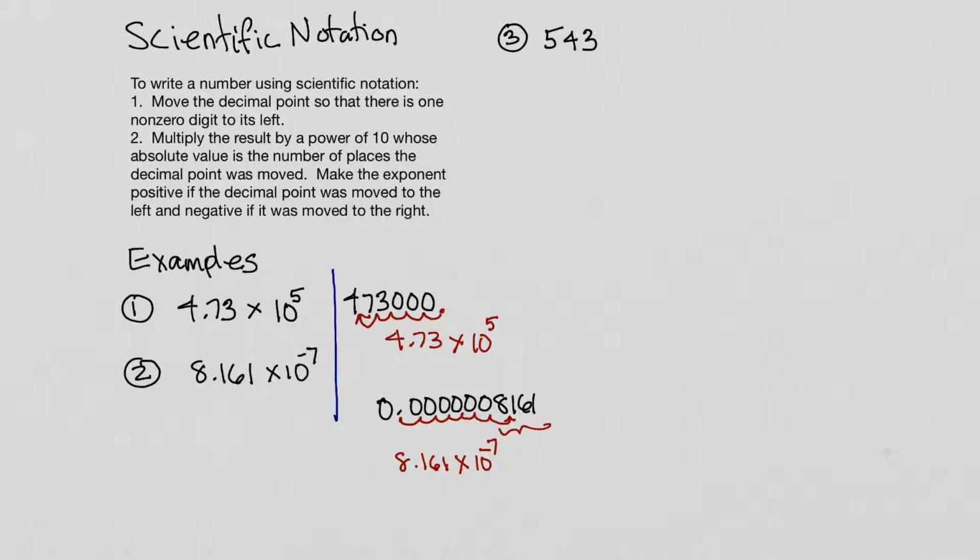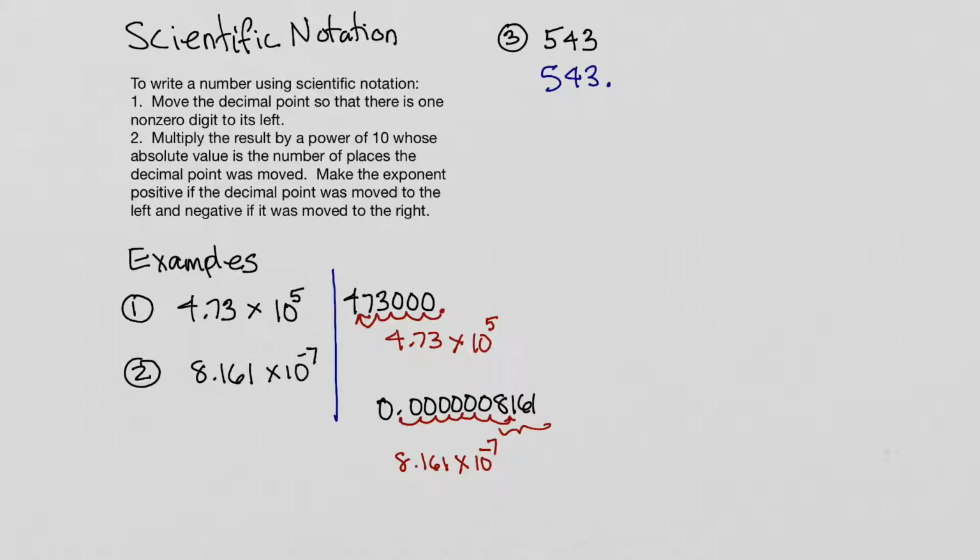Let's try some more examples. So here's a number, 543. Now this is small enough that we don't really need scientific form here, but let's just try it because it's small and easy to do. There's an implied decimal point right here. That implied decimal point is here, 543 point.